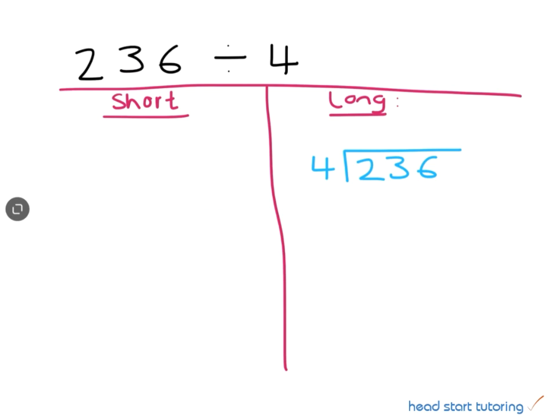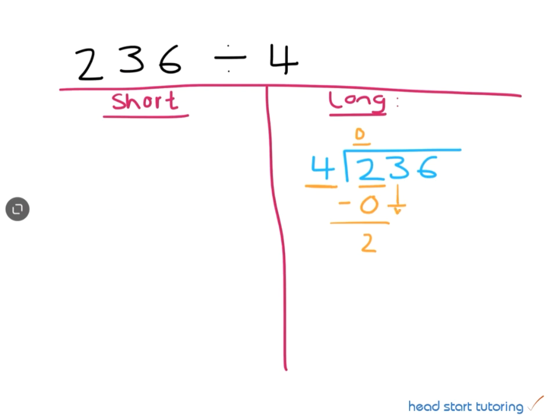Now we need to see how many times 4 fits into our first number. And because 4 is bigger than 2, we can either put a 0 or a little dot right above the 2 so that we know that 4 actually doesn't fit into 2. Then we say 0 times 4 is 0. And we put that below the 2 for long division and we minus to see what the difference is between 2 and 0, and that is 2.